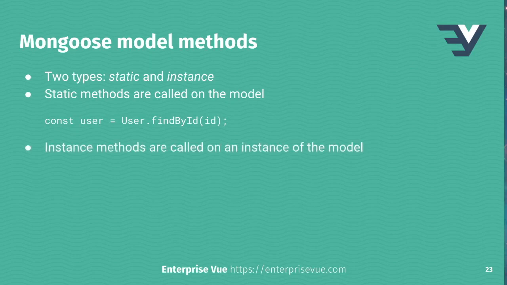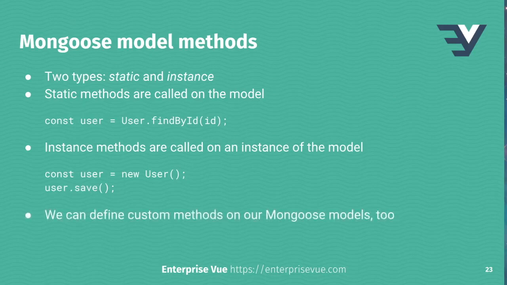Instance methods, on the other hand, are applied to an individual model that has been returned from the database, or perhaps was newly created. For example, the save method is an instance method. Finally, it's important to realize that we can add custom methods to our Mongoose schema, allowing us to extend the features of Mongoose, as we're going to be doing in this video now.